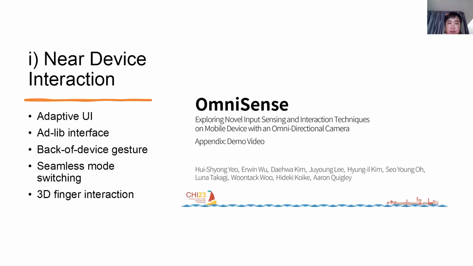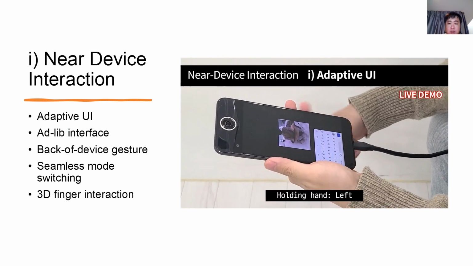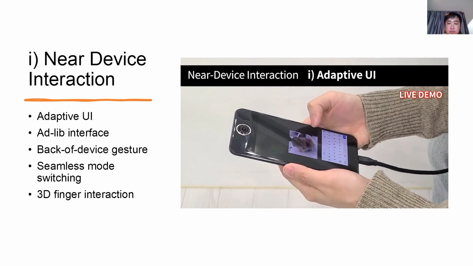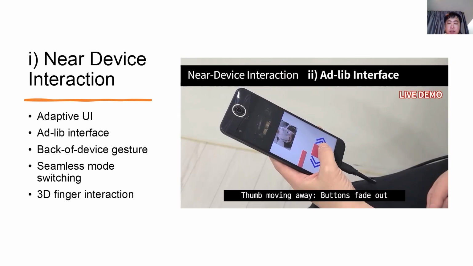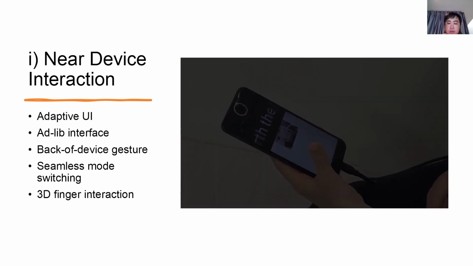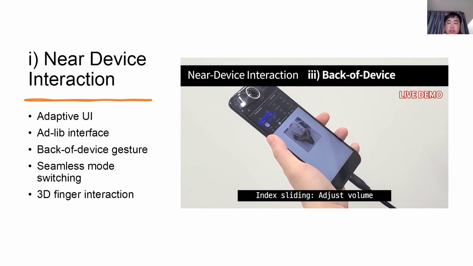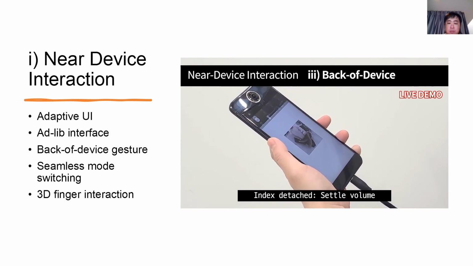First, let's take a look at near-device interactions. The first one is adaptive UI, which means the keyboard can adapt to which hand is holding the device, or expand when both hands are holding it. The second one is haptic interface, which means that the UI can fade in or fade out depending on the hovering finger distance. Next is back of device interaction. The index finger on the back can tap the device and slide to control the volume.